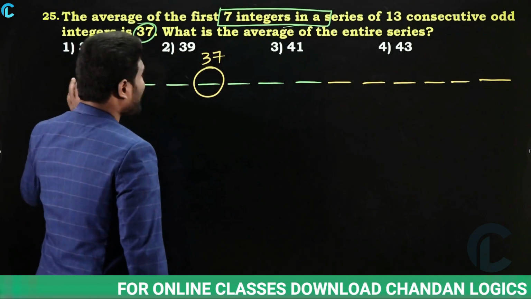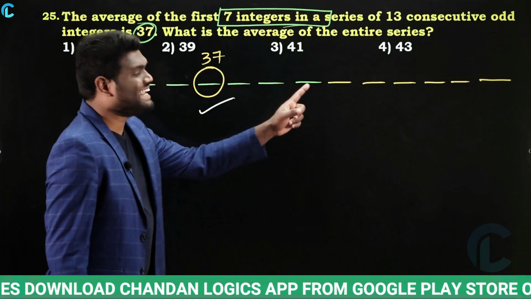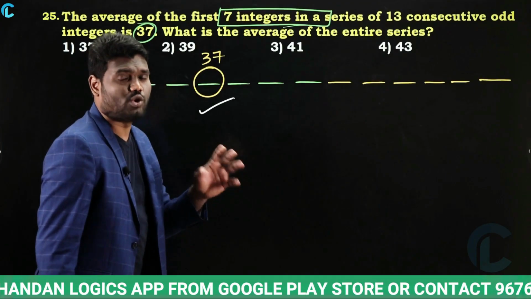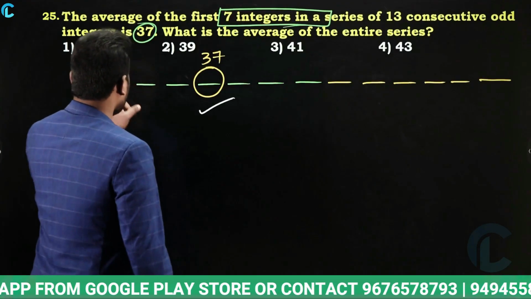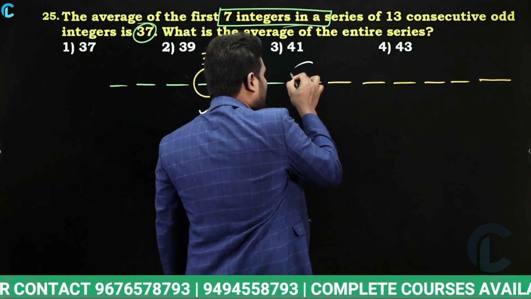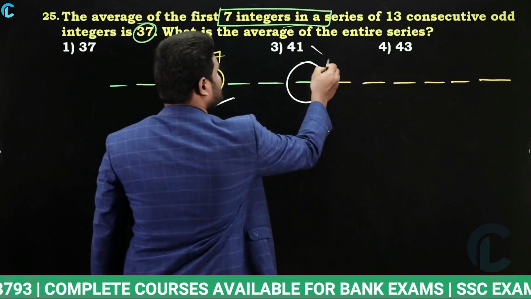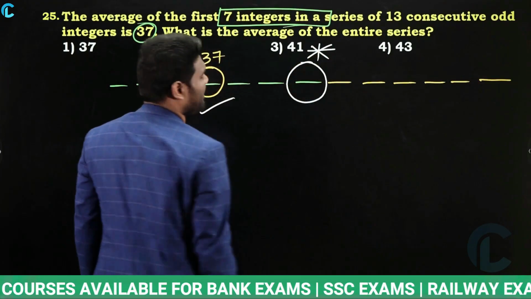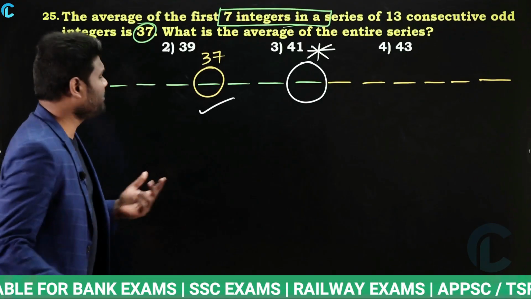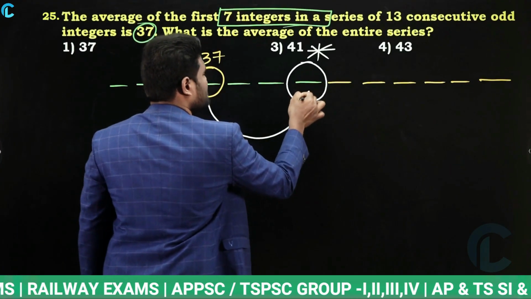Look here. Now for 7 numbers, the average is 37. For 13 numbers, the average is going to be the 7th number. Yes or no? 1, 2, 3, 4, 5, 6, 7. This is the exact middle, so this is going to be the average. Now they are asking what is the average of this whole series. Simple. This is 37 and you need to know what this number is.